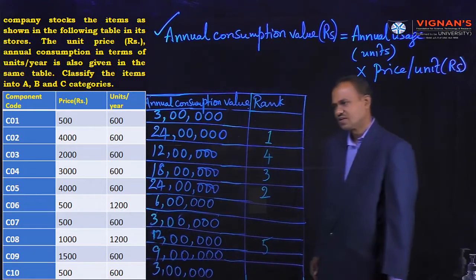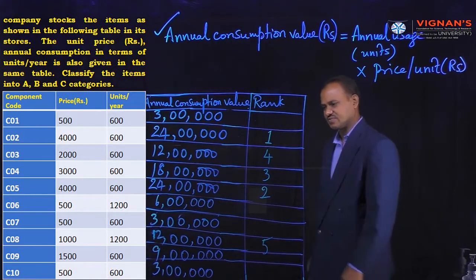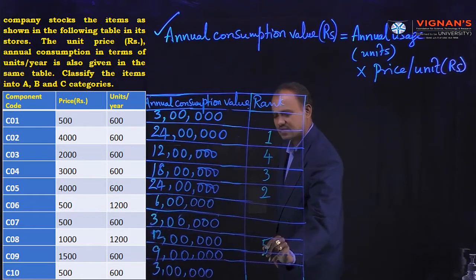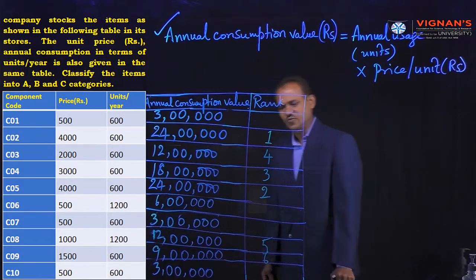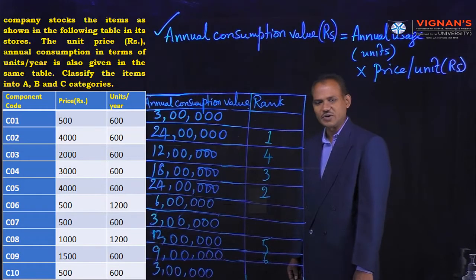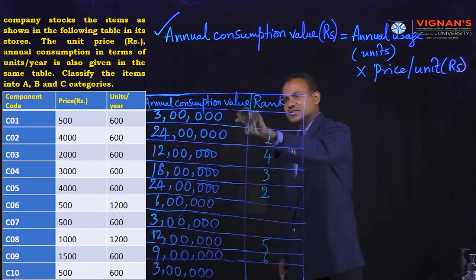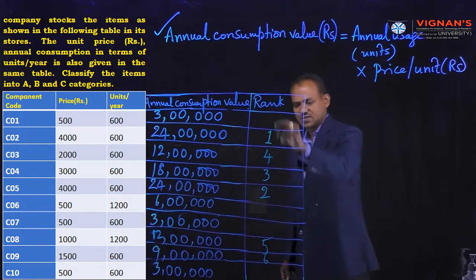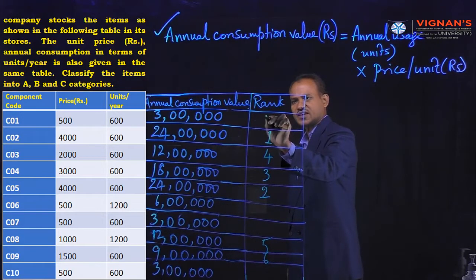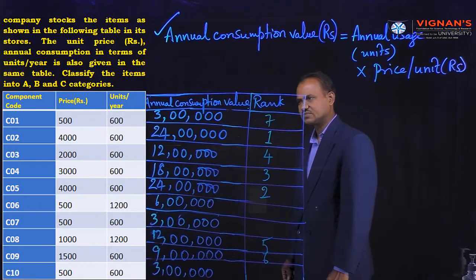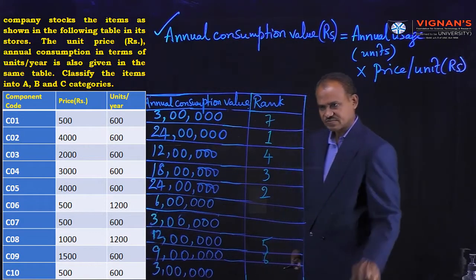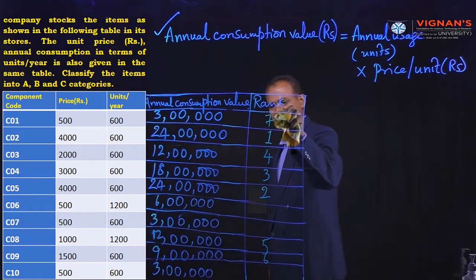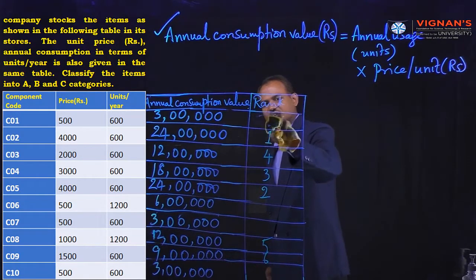Okay. Next minimum is 9 lakhs. Here is the 9 lakh. Therefore, rank is 6th rank for component 9. And last one 3 lakh. Again, there is a tie between component 1 and component 10. So assign next rank here. That means 7th rank. Sorry, we have forgotten 6th rank.